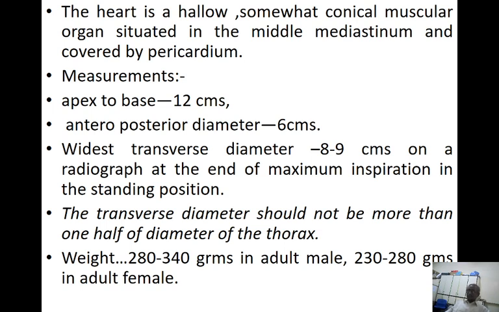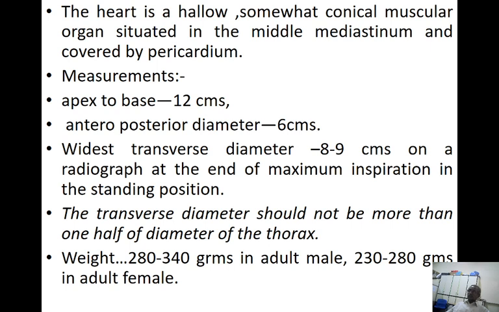Measurements: apex to base it is 12 centimeters, anterior posterior diameter is 6 centimeters, widest transverse diameter is 8 to 9 centimeters on a radiograph at the end of the maximum inspiration in standing position. That means this transverse diameter is measured on the X-ray when it is taken in standing position and in maximum inspiration. The transverse diameter should not be more than 1/2 of the diameter of the thorax. So it should be less than 1/2 of the diameter of the thorax.